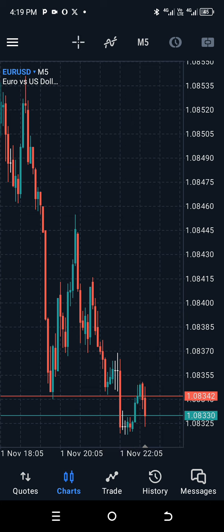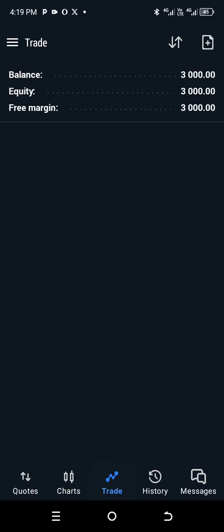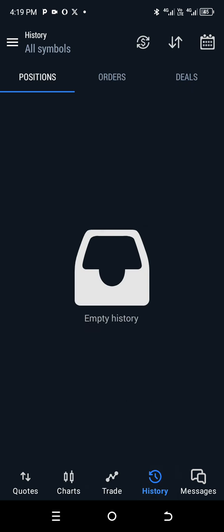Now the next terminology we'll be looking at is lot size. As a forex trader, whenever you are trading, it's very, very important to take into account the lot size which you are using to go into the trade, to avoid making unnecessary losses. The whole essence of your lot size is to help you maximize profit and minimize your losses.